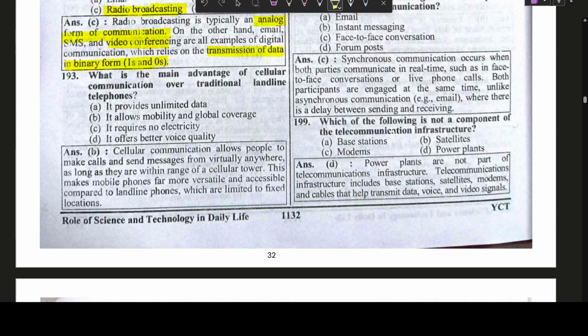What is the main advantage of cellular communication over traditional landline telephones? So the answer is B. It allows mobility and global coverage. Cellular communication allows people to make calls and send messages from virtually anywhere, as long as they are within the range of a cellular tower. This makes the mobile phone far more versatile and accessible compared to landline phones, which are limited to fixed locations.